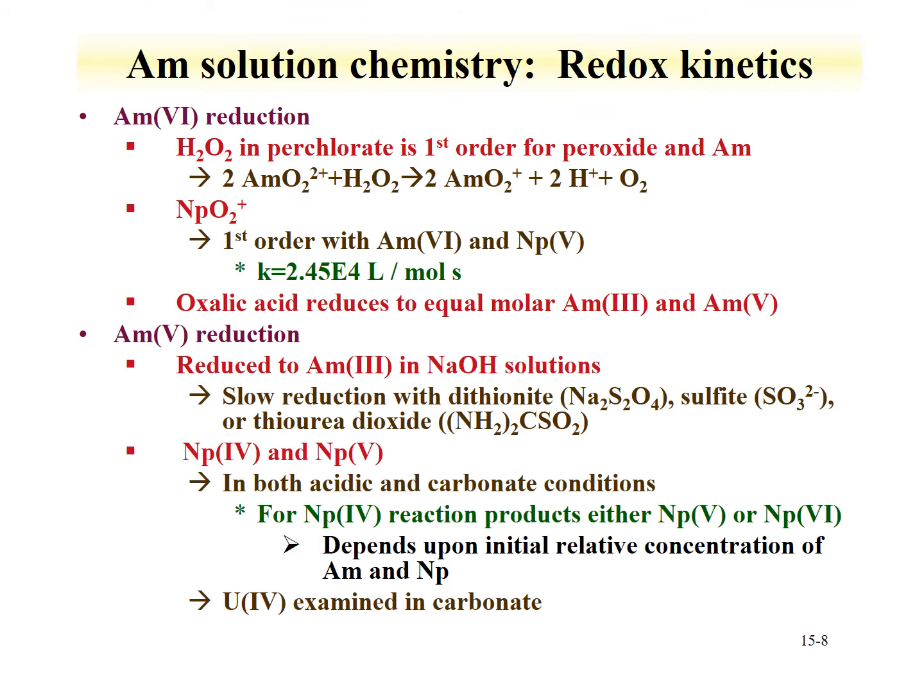Both neptunium-4 and 5 have an influence on the americium-5 reduction, and this has been examined in both acidic and carbonate solutions. With uranium-4 also, the oxidation of uranium-4 to the 6, followed by the reduction of the americium-5 to the 3, has also been examined with uranium in carbonate.